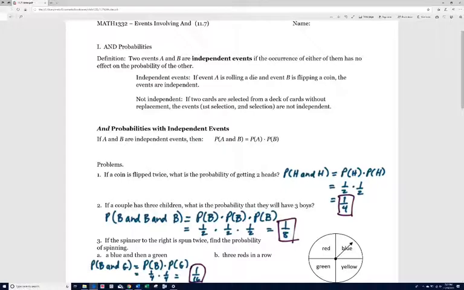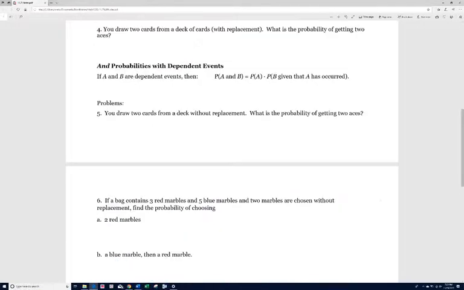Probability of getting 3 reds in a row, I'll just put R and R and R. Each time the probability of getting red is a fourth, and we multiply the probabilities. If you multiply the 1s, you get 1. You multiply the 4s, you get 64. You're going to get 1 in 64. All right, let's move on to the next slide.